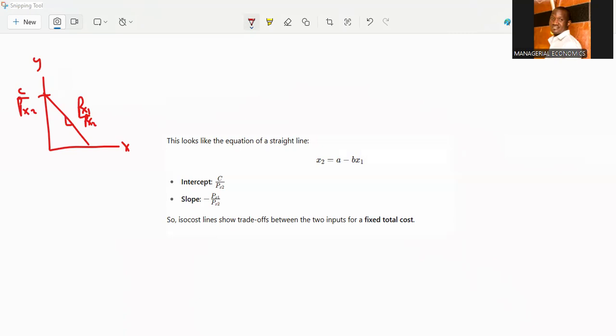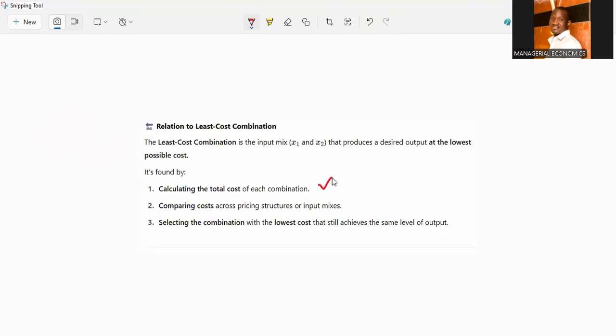All right. So what is now the least cost combination input? It is one that produces a desired output at the lowest cost possible. When we want to calculate the least cost combination, we need to factor in the following principles. Number one, we need to calculate our total cost of each combination. Number two, we need to compare the cost structures. And number three, you need to select the combination that will give you the lowest cost.